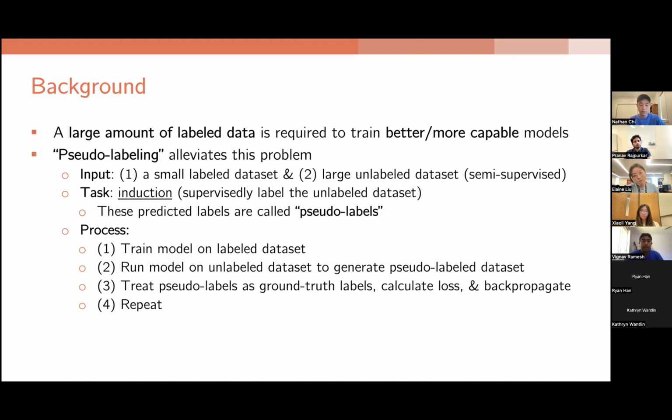So this is a four-step process. First, a model is trained supervisedly on the labeled dataset. Second, that model, via inference, predicts labels for the unlabeled data, thereby creating our pseudo-labeled dataset. Third, the pseudo-labels are treated as target labels to calculate loss, and then backpropagation occurs. And finally, fourth, we repeat, allowing us to iteratively generate higher quality pseudo-labels and thus train more accurate models.